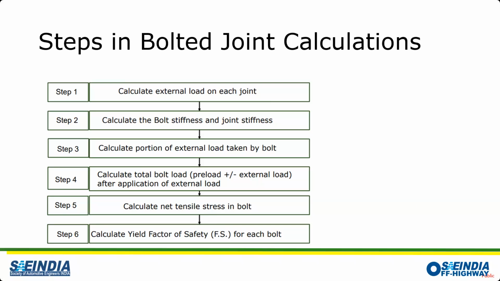Maybe I can repeat quickly. First, you need to find out the external load. Then you need to find out the stiffness of bolt as well as the joint. Then you need to calculate the portion of the external load taken by the bolt. Then you need to calculate the total bolt load, which is preload plus or minus external load after application of the external load. Then you need to calculate the net tensile stress in the bolt, and then you need to calculate the yield factor of safety of the bolt. So yeah, these are the steps you need to follow.